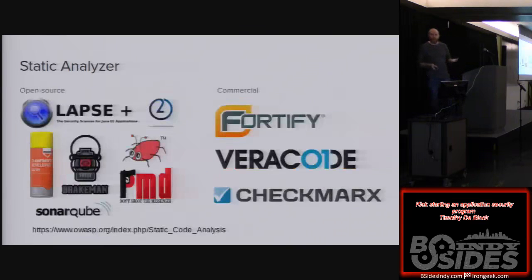So, that's dynamic analyzers. Another tool is static analyzers. Static analyzers allow you to scan code in its rawest form, so you get some really good code coverage. The downside to that is there's a lot of false positives. You've got two options there.